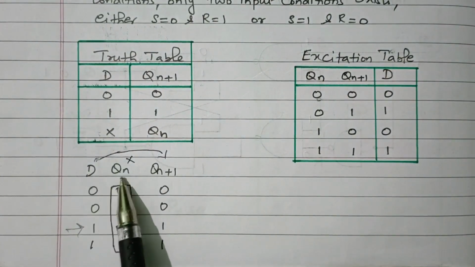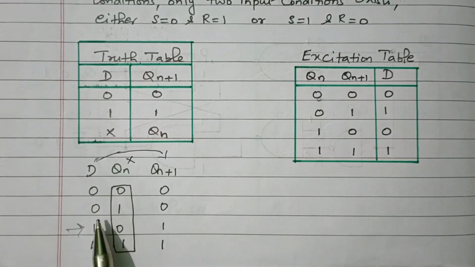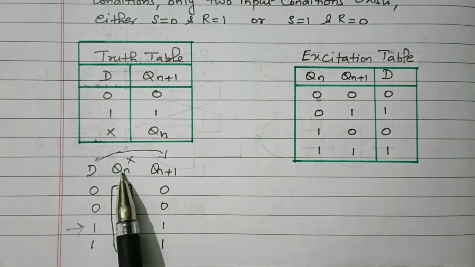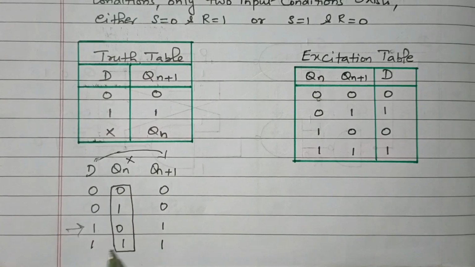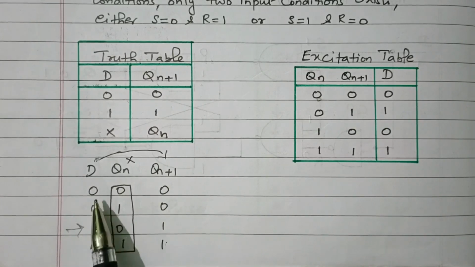So D and Qn, 2 bits, so that 4 combinations are there: 0 0, 0 1, 1 0, 1 1. The output depends upon the previous state and input, 2 digits available, 4 combinations. On all 4 combinations, what is the D value that is available as the Qn plus 1 value, the next state? D 0 means 0, 1 means 1. It will not bother about the present state. That is the nature of the D flip-flop.